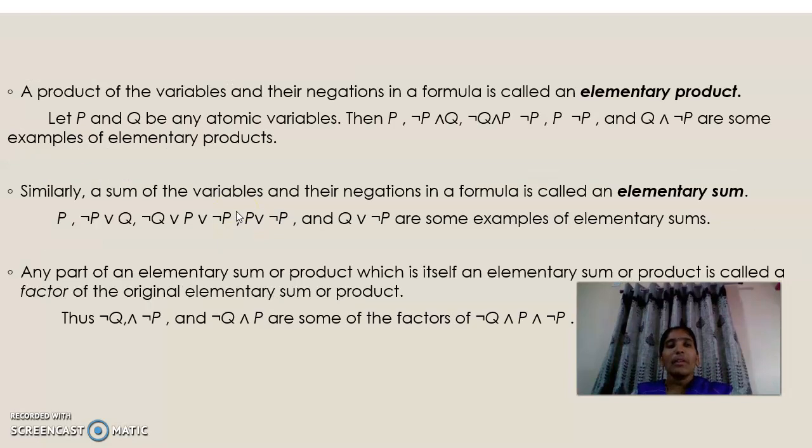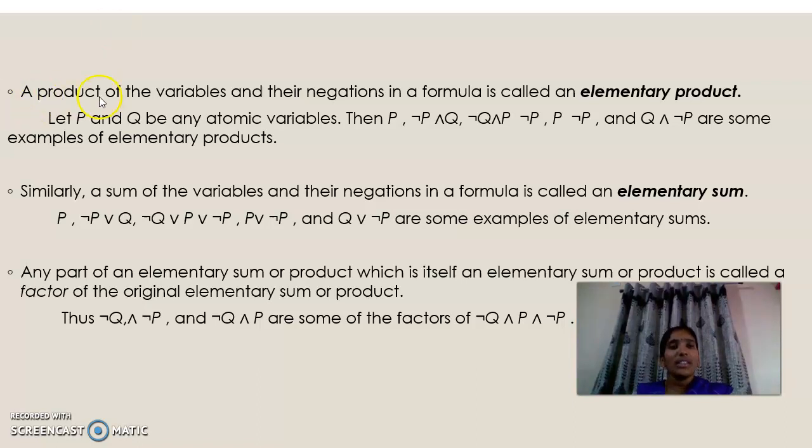In normal forms we have 4 types: disjunctive normal form, conjunctive normal form, principal disjunctive normal form, and principal conjunctive normal form. First we will see the DNF and CNF. Already we know what disjunctive and conjunctive are. Disjunctive is nothing but or, and conjunctive is nothing but and.